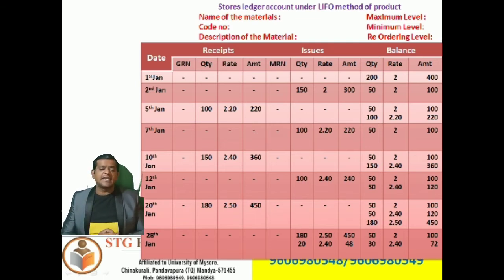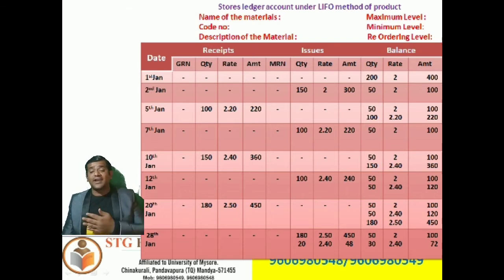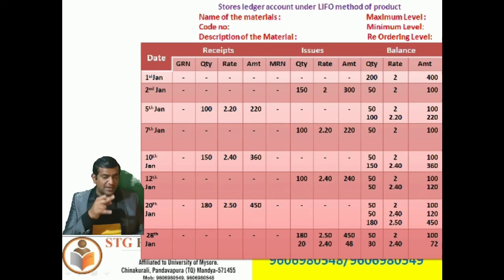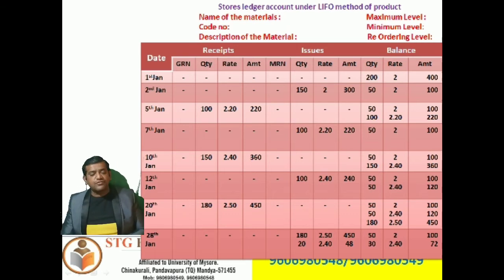Next on 28th January, there is an issue of 200 units. From the bottom I have got 180 units. So take down the complete 180 units and issue it. 180 into 2.50, the amount comes to 450. For 200 there is a shortage of 20 units, so take out from the next immediate 50 units. 20 units at rupees 2.40, 48 rupees. Now the top 50 remains the same, 50 into 2, 100. Out of the next 50 I have issued 20 units, so the left out is 30 units at rupees 2.40, 72 rupees.